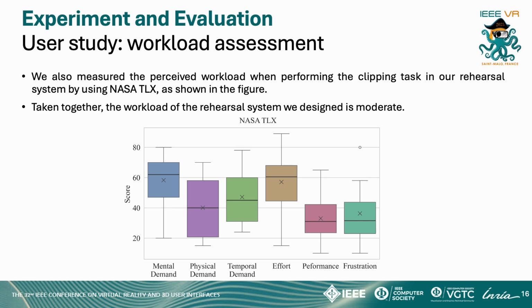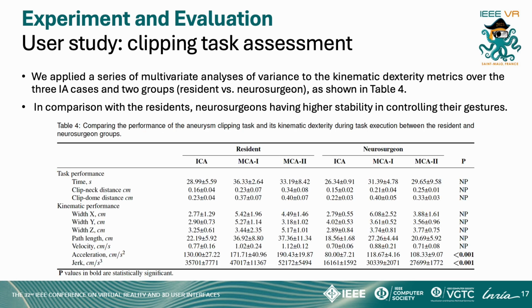Overall, the workload of the system we designed was considered moderate. Participants generally felt that the mental demands were higher than the physical demands, especially during the clipping task. For the assessment of the clipping task, as shown in Table 4, only acceleration and the jerk showed significant differences, which indicates that compared to the residents, the neurosurgeons demonstrated greater stability in controlling their hand movements.